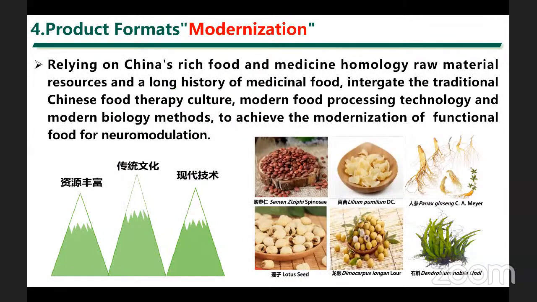Fourthly, the product formats will move toward modernization, realizing the China's rich food and medicine raw material sources and the long history of medical foods. Integrate the traditional Chinese food theory, modern food processing technology, and biology methods to achieve the modernization of functional foods.